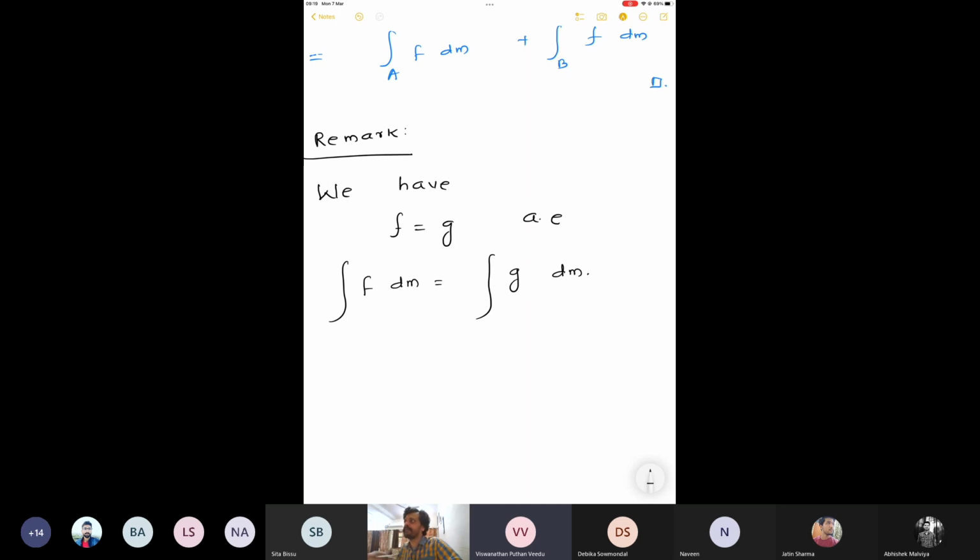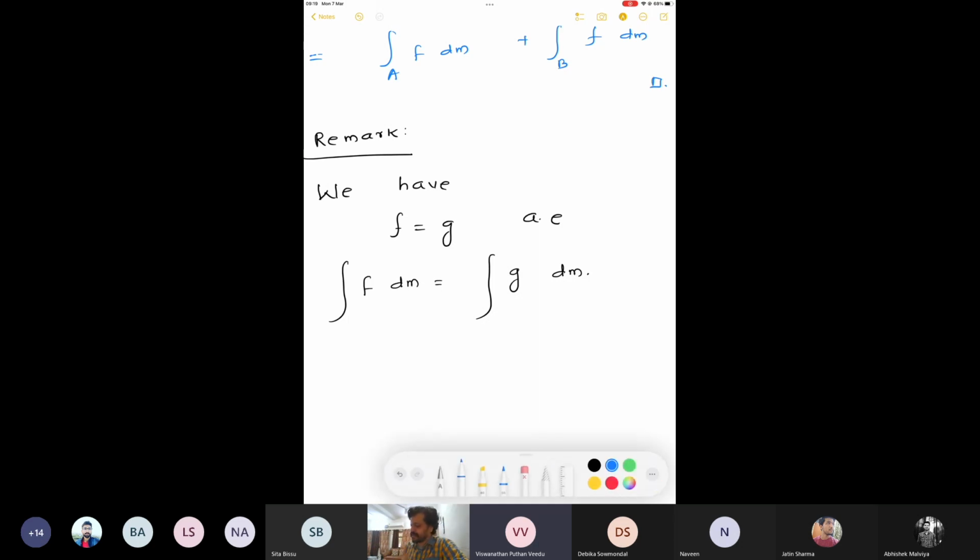Everything boils down to simple functions. In the simple function, the definition is alpha_i times the measure of E_i. So if the measure of something is 0, that will not contribute anything to the integral. Because of that, whenever you have two functions equal almost everywhere, the integral of f dm is equal to the integral of g dm. Okay, keep this in mind. So the integral will be unaltered when one function is different from the other only on a set of measure 0.